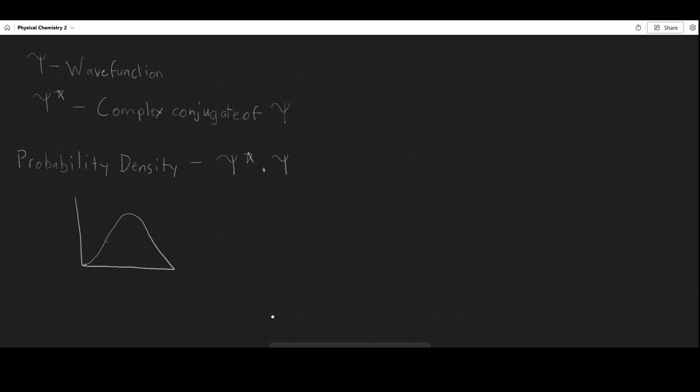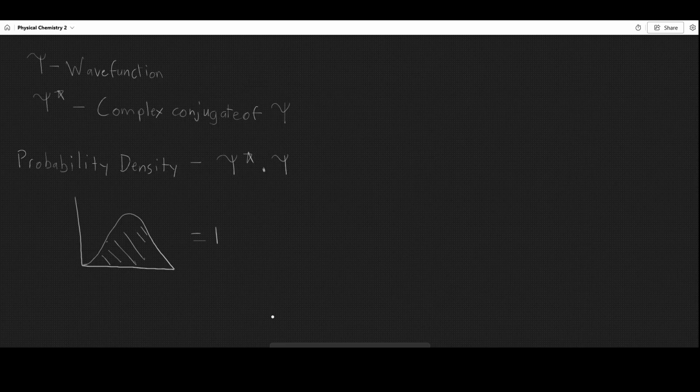But the way we get this curve is through psi star times psi. And something in statistics that you should know is when we have a curve like this, it's always important to normalize it. What does normalizing mean? It means that this area has to equal 1. So that allows us to make our probabilities a decimal or percentage. And so you'll see that when we integrate this, it's important to get it to 1, and for that we will sometimes need a normalization constant to multiply the wave function by.